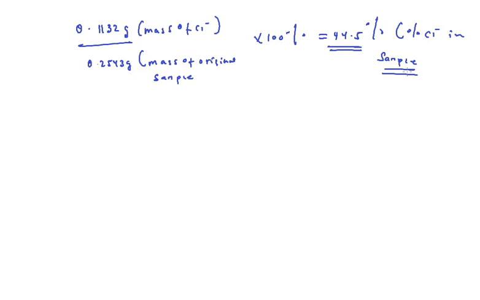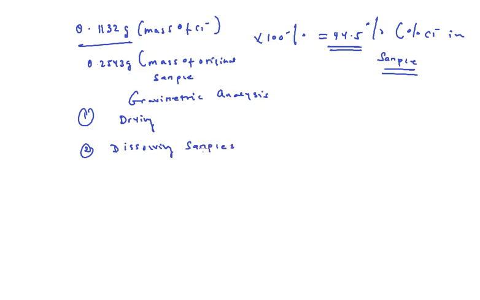In summary, there are certain guidelines that I want you to use for the gravimetric analysis. First, we need to accurately weigh the representative samples of the matter that should be analyzed. Second, the samples have to be dissolved. This is the experimental procedure.